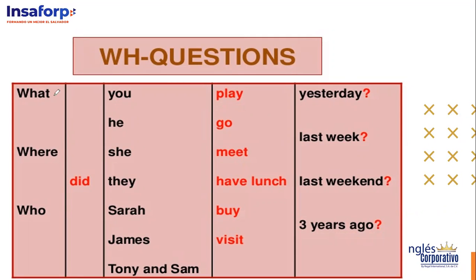Now, let me see. We have here, where did you have lunch yesterday? And this question is going to be answered by Gabriel. Where did you have lunch yesterday? I have lunch. What is the past of have? Miren la lista. The past is had. I had lunch yesterday.